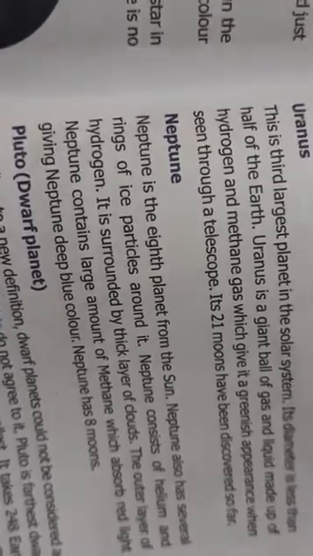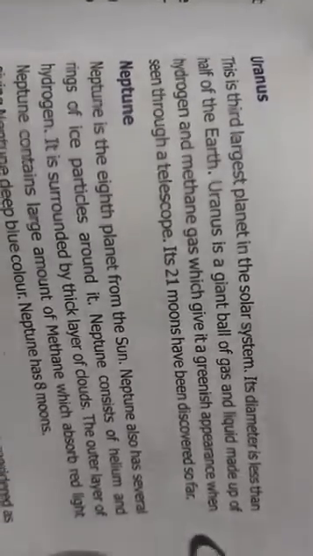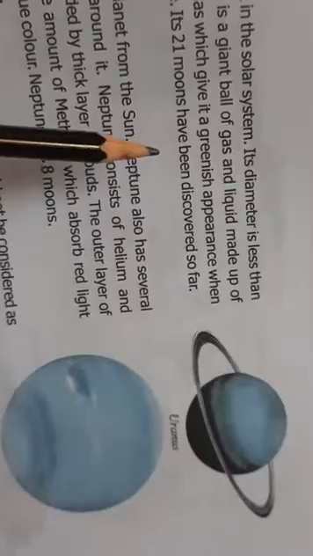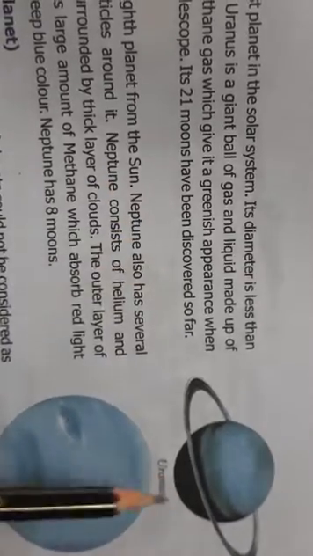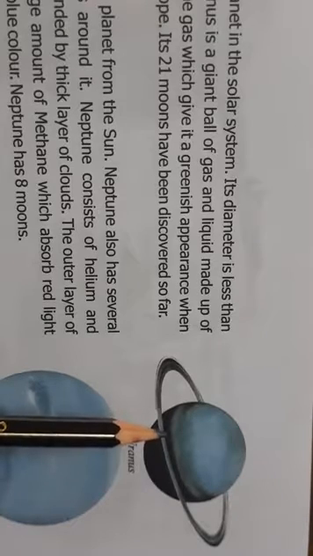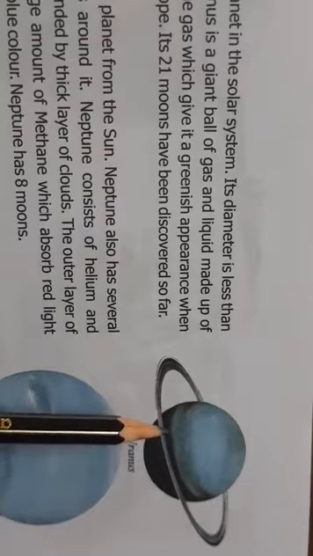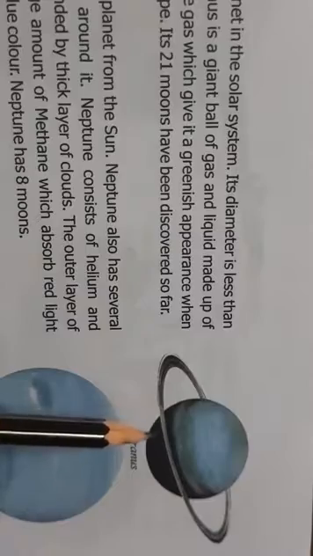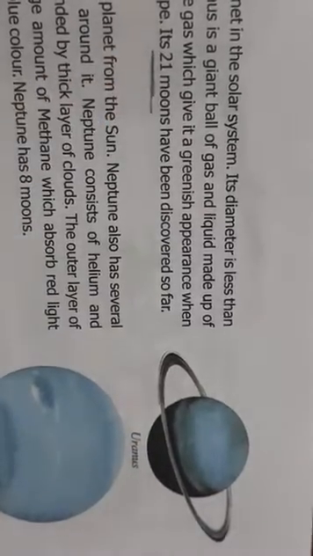Then we come to the outermost planets, Uranus and Neptune. They are all outermost planets. Uranus is the third largest planet in the solar system. It is also a giant ball of gas and liquid made up of hydrogen and methane gas, which gives it a greenish appearance. When we see it, it looks green in color. It has got 21 moons. Children, you'll have to learn all these moons.